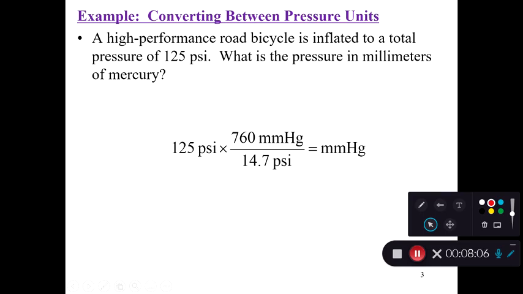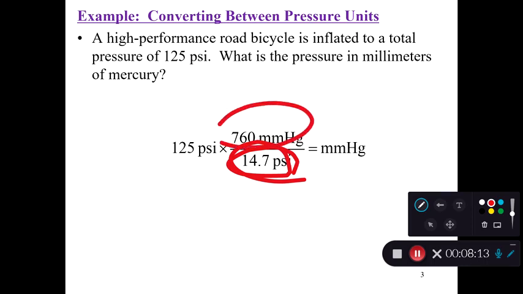To solve this problem, you always start with the original quantity and unit given. So we start with 125. Then you need to convert 125 to millimeter mercury. So we are going to write psi in the denominator and 760 millimeter mercury on the top. So they are the conversion factor given. So psi and psi cancel out, and then we have millimeter mercury. So if we calculate that number, we have this one.